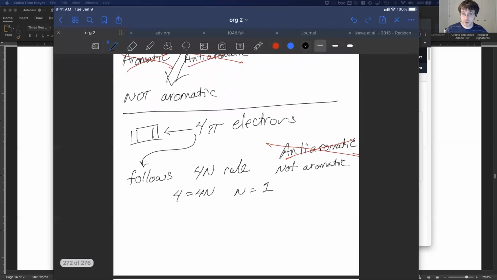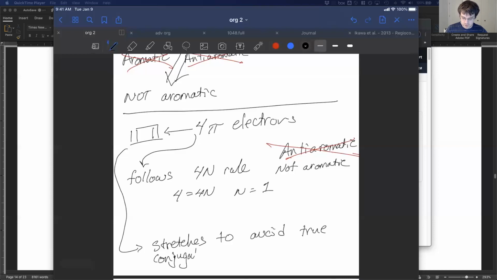Well, I've kind of alluded to it here, but what cyclobutadiene does is this molecule stretches to avoid true conjugation. I've drawn the structure fairly accurately, but there are double bonds that are separated at great distances from each other. Because these single bonds have stretched so much, we're not truly conjugated anymore. The p orbitals in these neighboring pi systems that need to be parallel to each other may be parallel, but they're so far away. And that means we cannot be in conjugation.